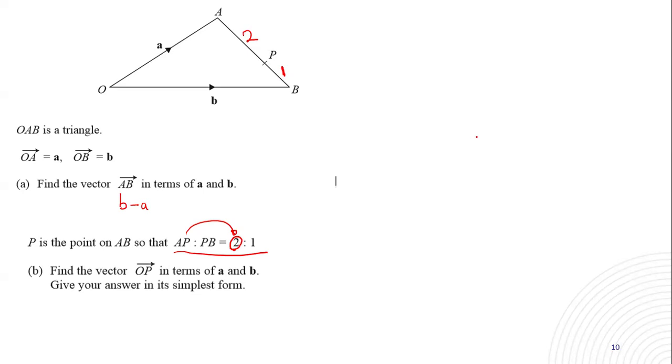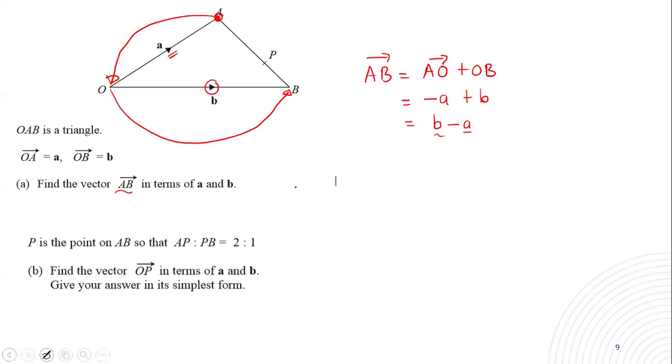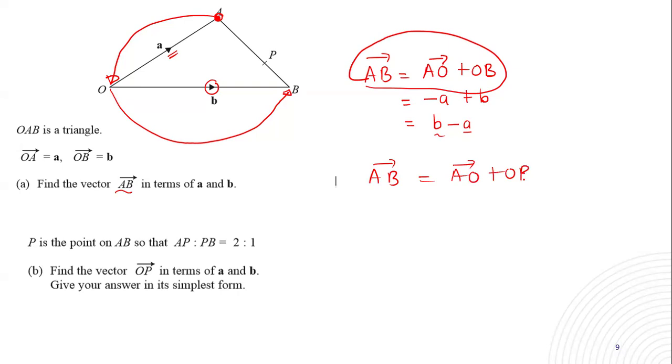I wanted to ask, how does this come about, OB minus OA? Oh, okay. Allow me to go back here. Now, are you saying from here? From here, you have A to B equaling A to O plus O to B.